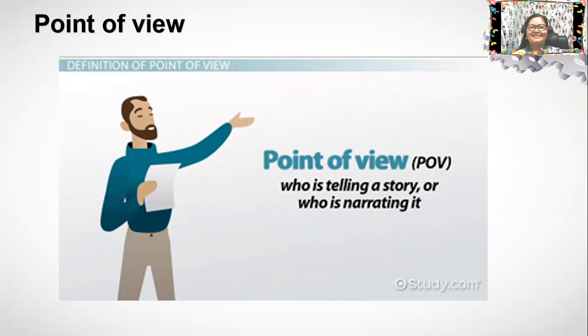So, iba't ibang story, guys, we also have different perspectives from it. Always remember that there is more than one type of point of view in a work of literature. That's why when you read a story or a novel, there are different interpretations of it, and we can also see different disagreements among readers because they have different perceptions of the story. Okay, so that is point of view.